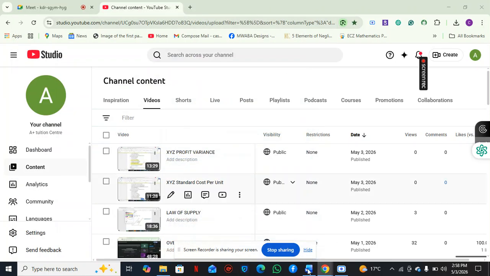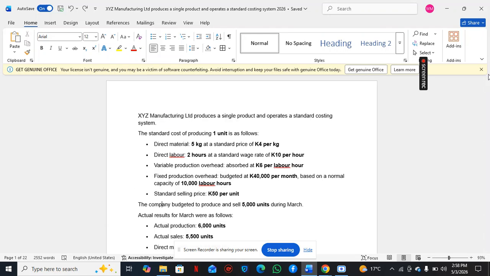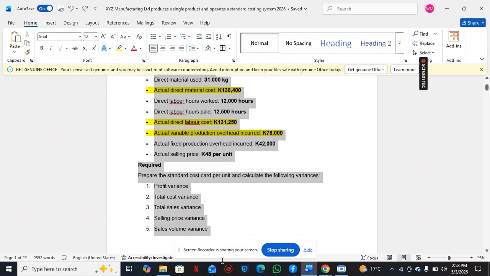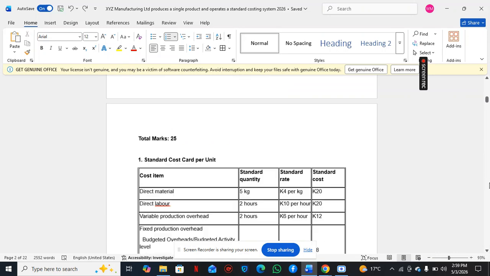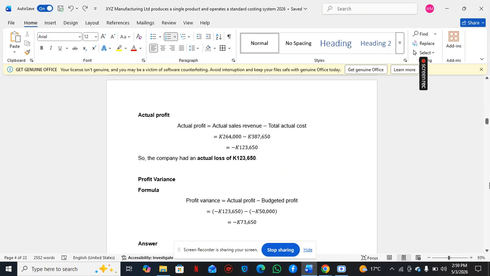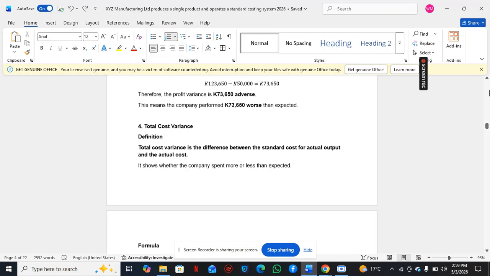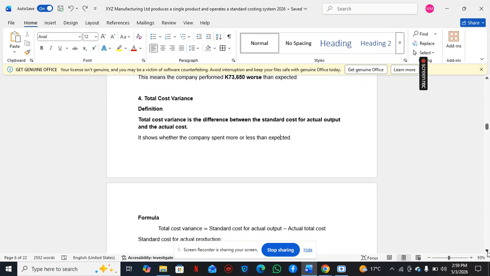All right, so we are looking at the total cost variance for company XYZ. We've got this information here, and we have to find the total cost variance. Basically, it's telling us, did we pay more or less than we expected for the units that we produced? As you can see here, it shows whether the company spent more or less than expected for the units that were produced.